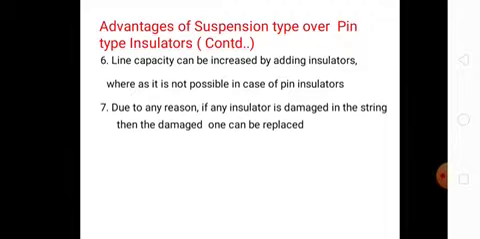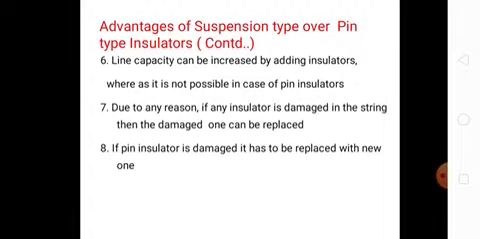For any reason, if an insulator in the string is damaged, then only the damaged one can be replaced. But in the case of a pin type insulator, if it is damaged, the entire insulator has to be replaced by a new one. In a suspension type insulator, we are replacing only one disc.